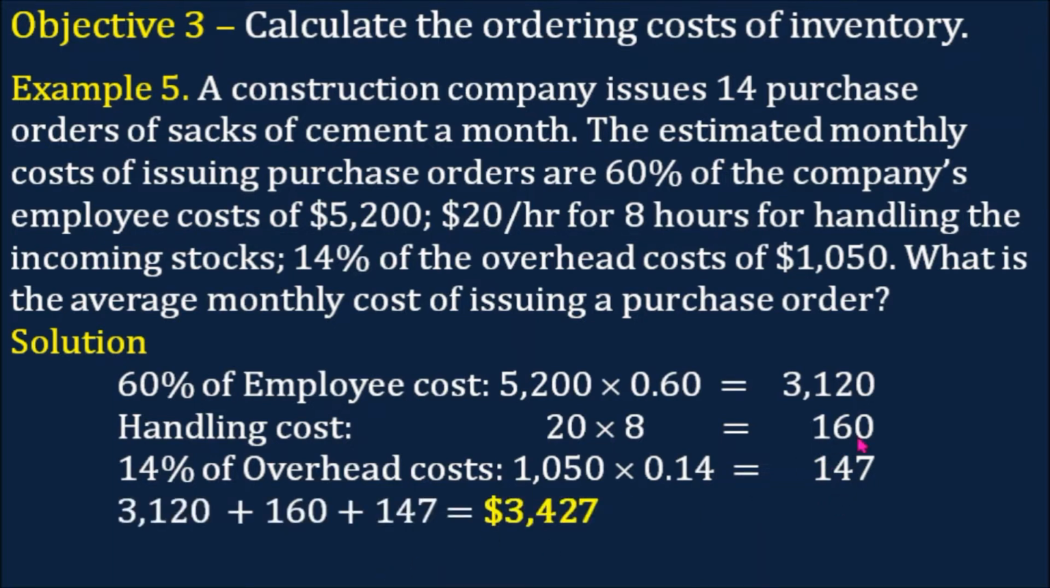Then adding these three amounts up, so we have 3,120 plus 160 plus 147, so that is equal to 3,427. We are asked to find the average monthly cost, so there were 14 purchase orders. So that means 3,427 divided by 14, that is equal to $244.79.